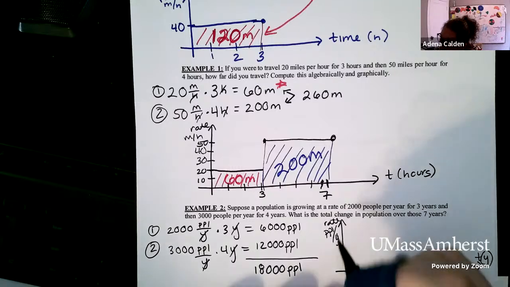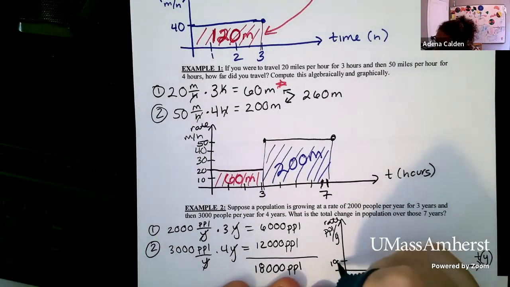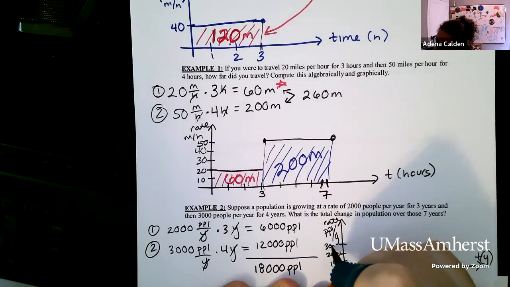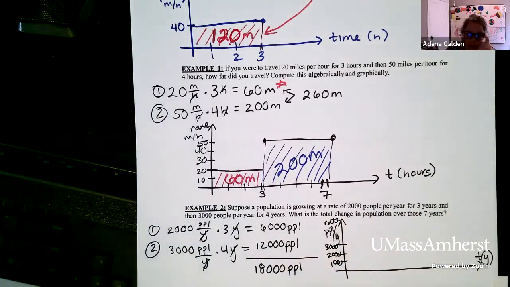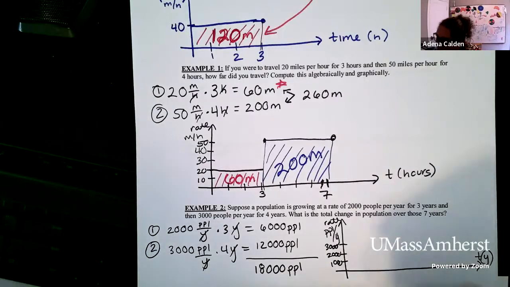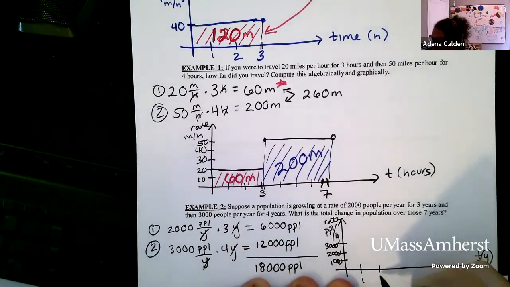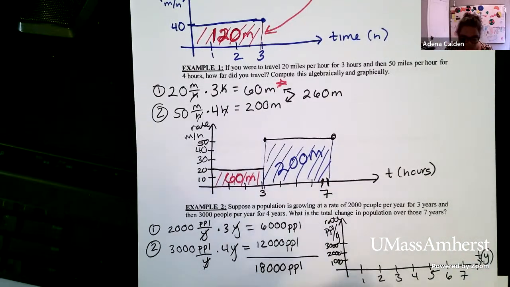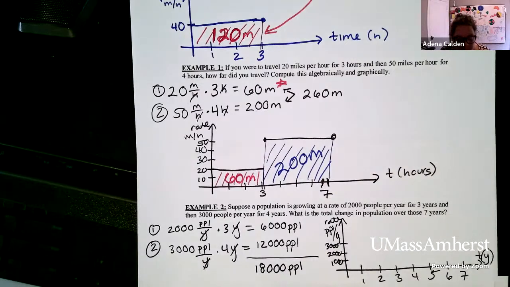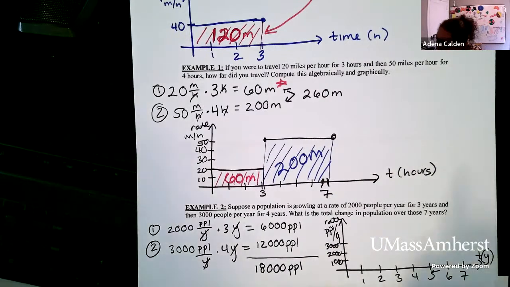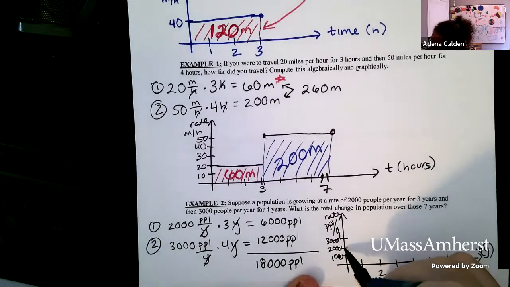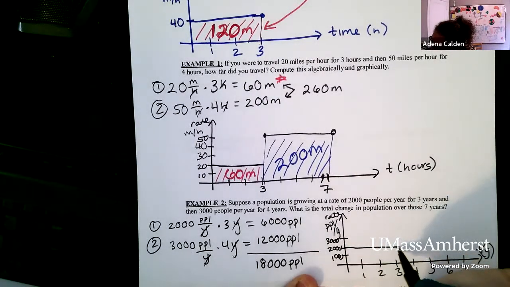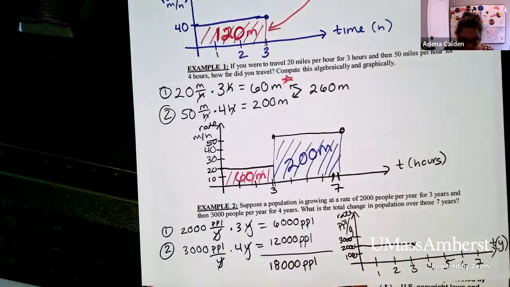So our rate, let's do 1,000, 2,000, 3,000, because we're talking about thousands. And then our time, 1, 2, 3, 4, 5, 6, 7. Okay, so for the first part, we have 2,000 people per year, and we have that for 3 years. So we end up with a rectangle.